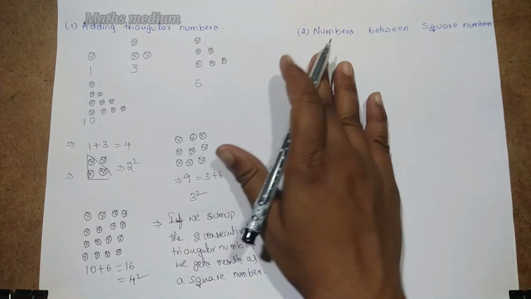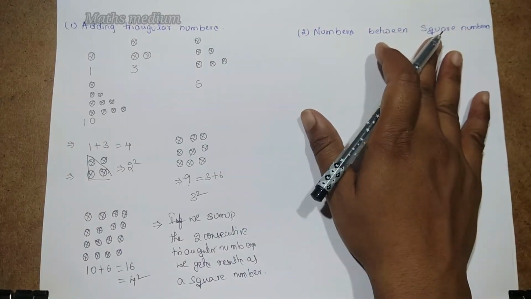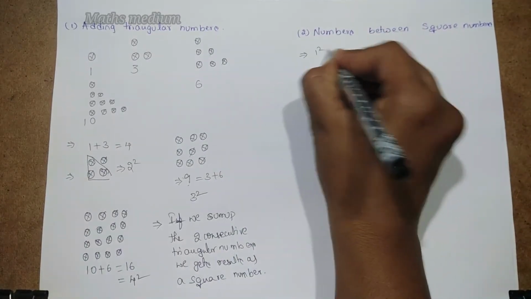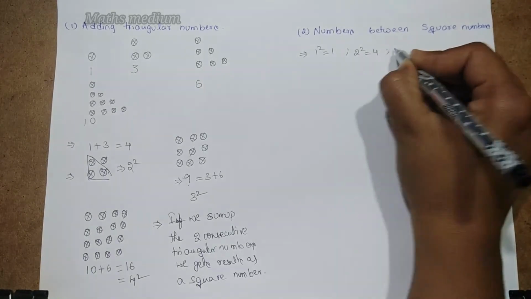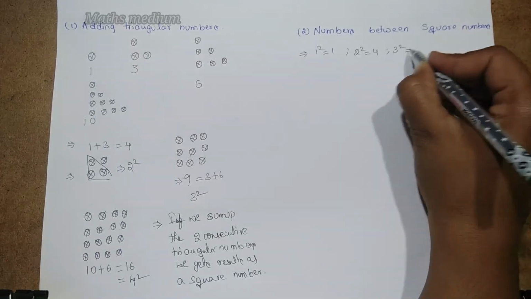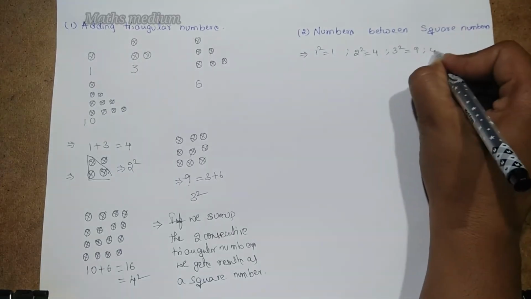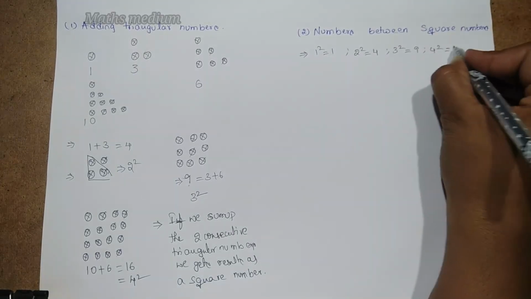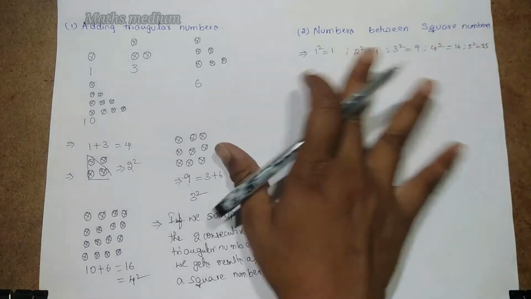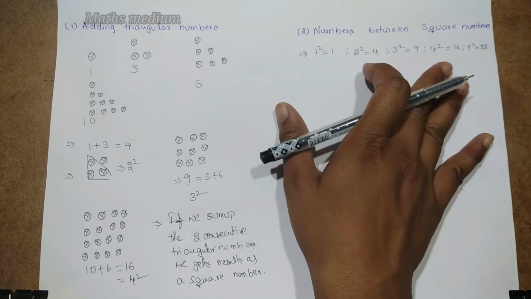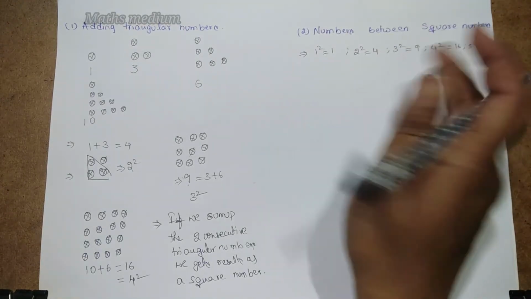Next, coming to here, numbers between square numbers. See, 1 square is equal to 1, 2 square is equal to 4, 3 square is equal to 9, 4 square is equal to 16, 5 square is equal to 25. I am using these squares for this example because it is easy to understand, right?